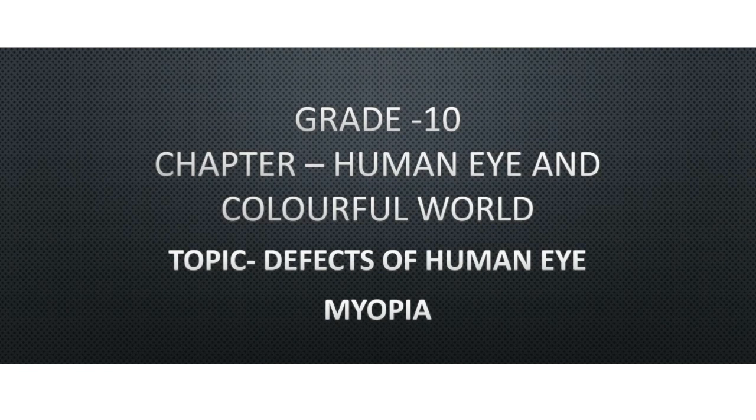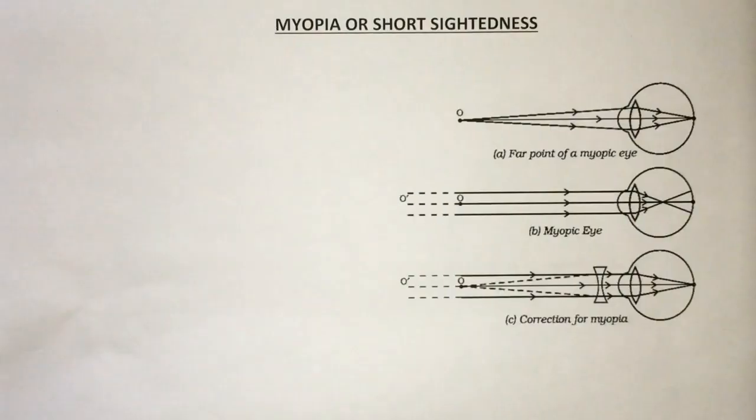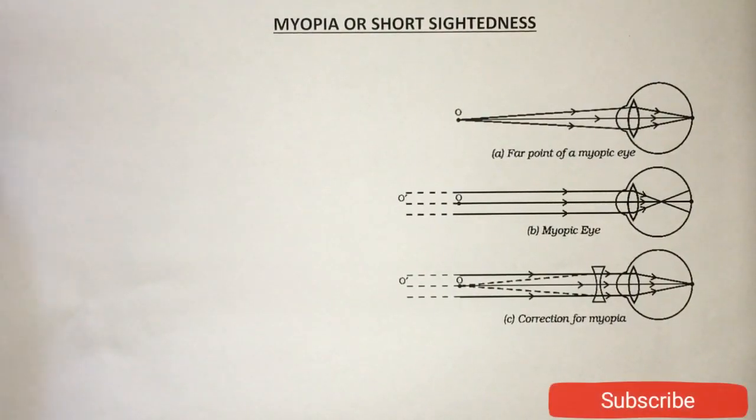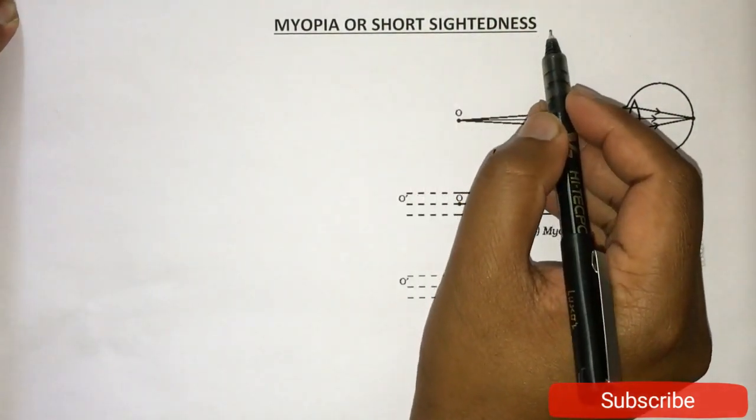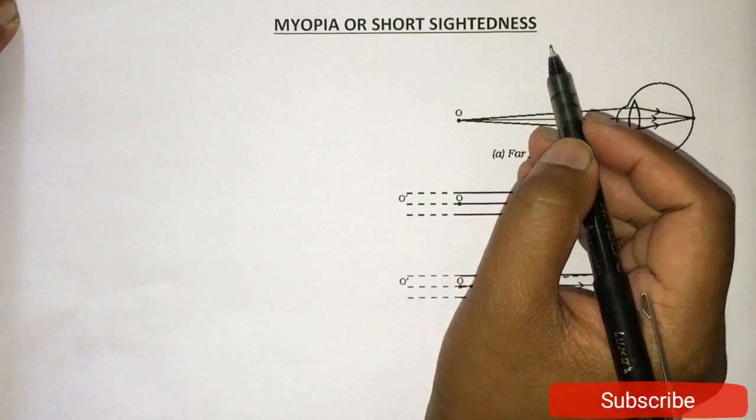So there are three common defects of vision which can be corrected by spherical lenses. These defects are myopia, hypermetropia and presbyopia. Today we are going to discuss the first defect of vision, that is myopia. So let's start with the first defect of the human eye, that is myopia or short-sightedness. It is also known as nearsightedness.